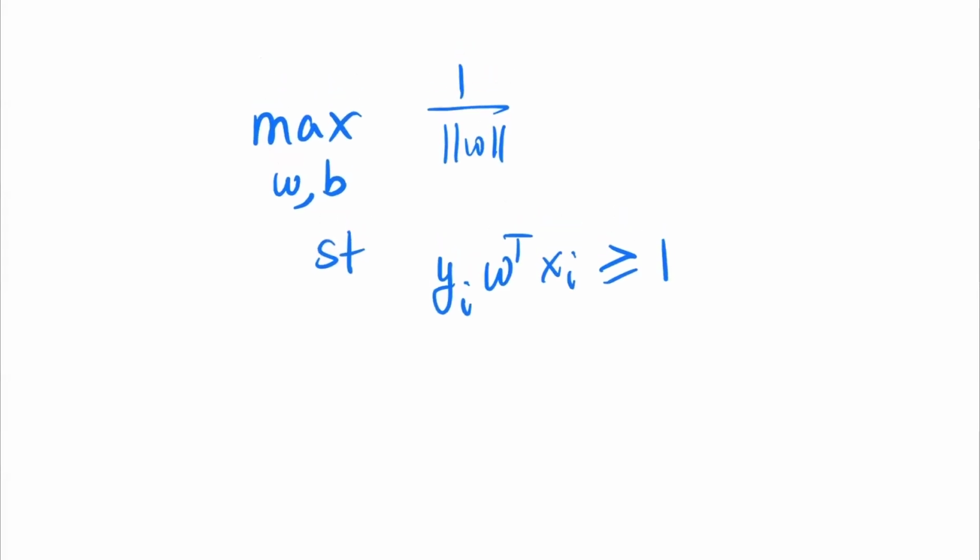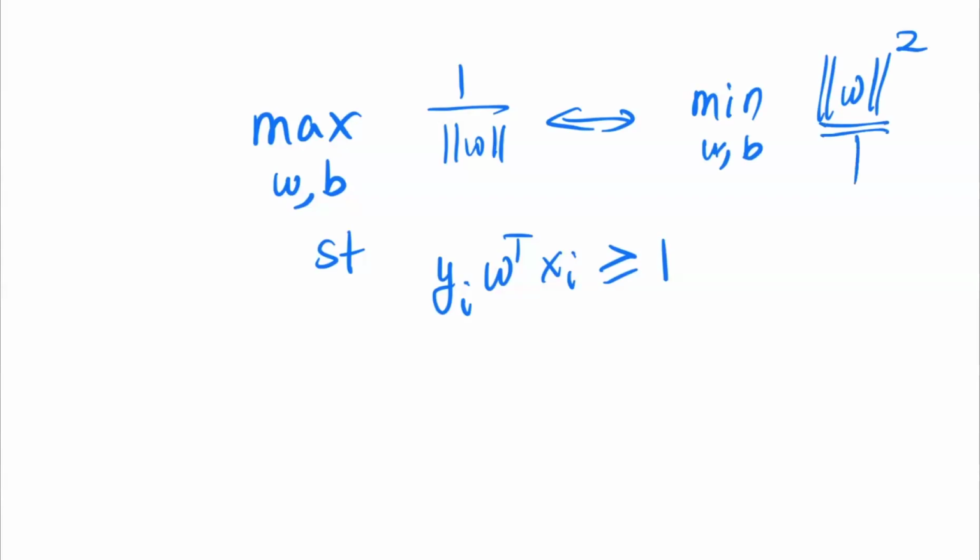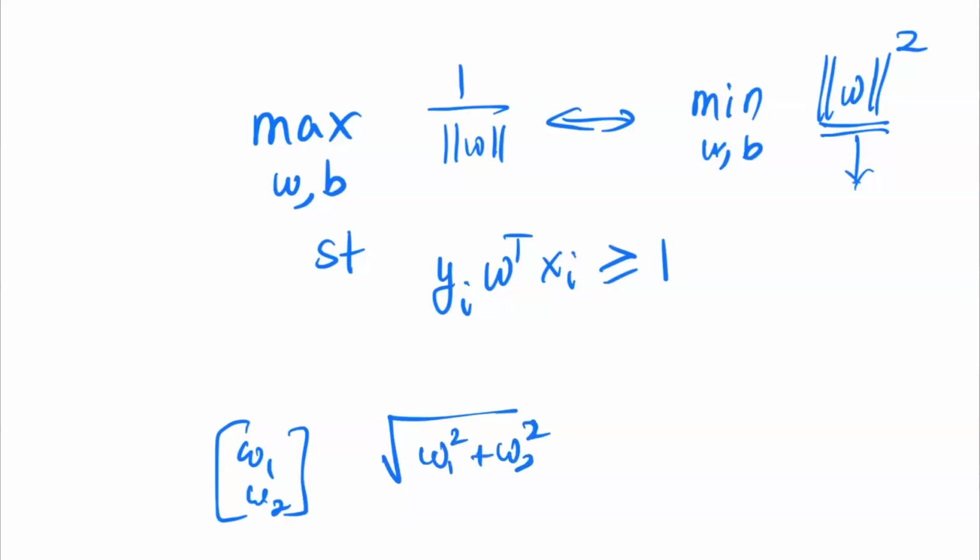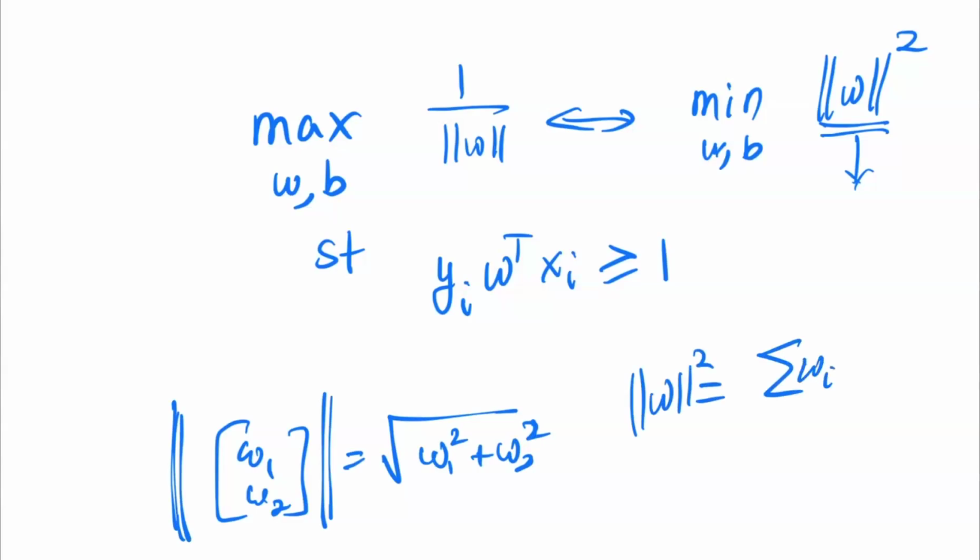Maximizing 1 over the norm of W is equivalent to minimizing the norm of W, such that the same constraint holds. Minimizing the norm of W is equivalent to minimizing the squared norm of W. Now, it might seem like I'm just playing games here, but we've arrived at something interesting. If you have a weight vector, let's just take 2 dimensions, W1 and W2, its norm is the square root of W1 squared plus W2 squared. The squared norm is simply the sum of Wi squared for all the weights.